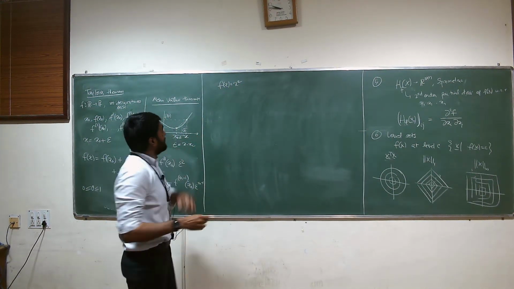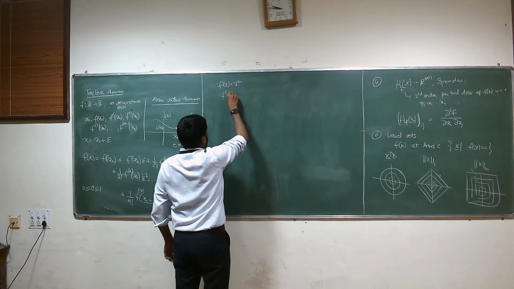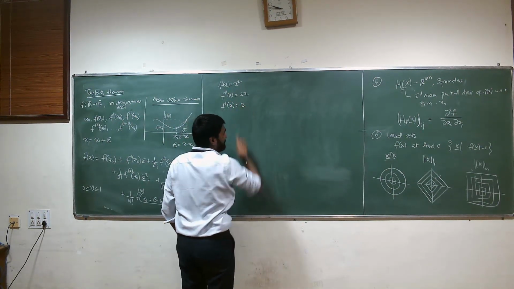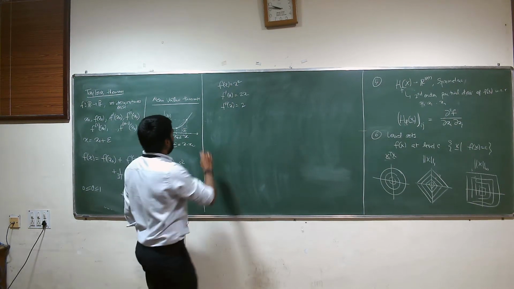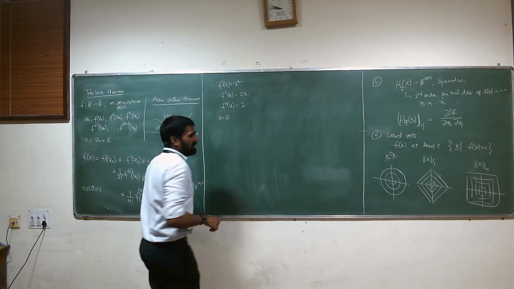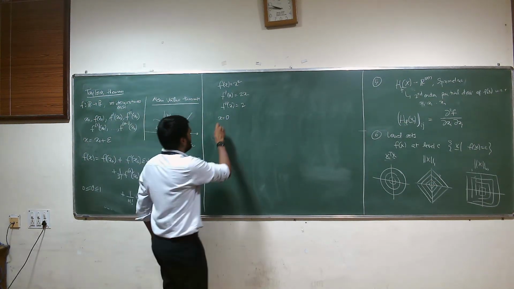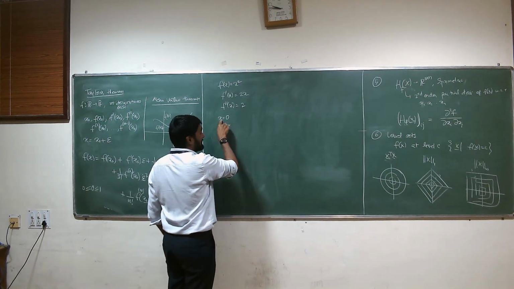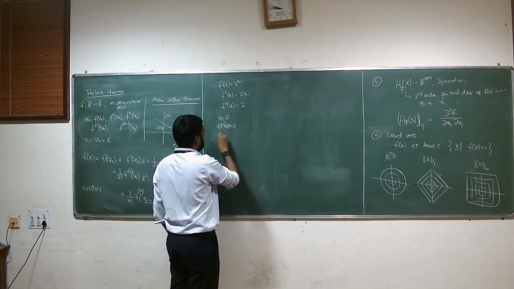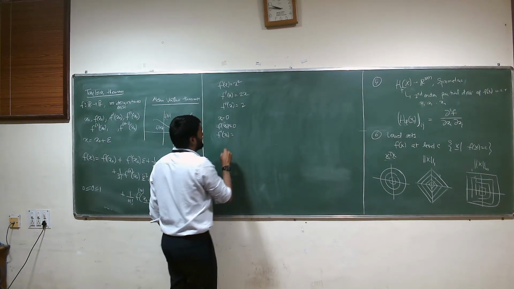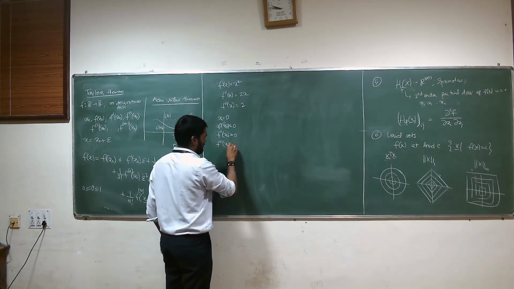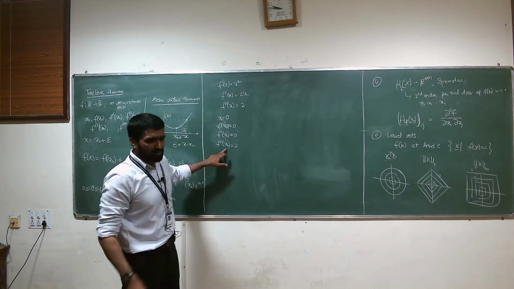Square. What is f dash of x? It's 2x. It's 2. Now, let's say we start with the point x equals 0. F of 0, this is our x naught. What is f dash of x naught? 0. Not 0, right? 2. Yes.